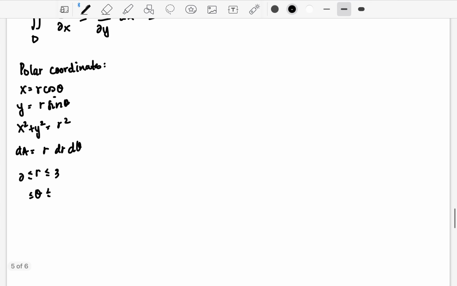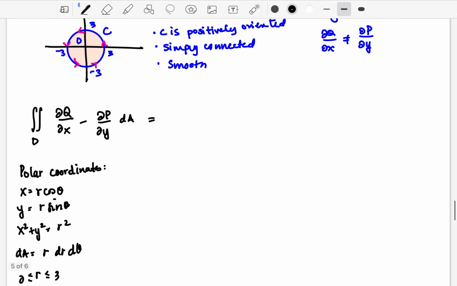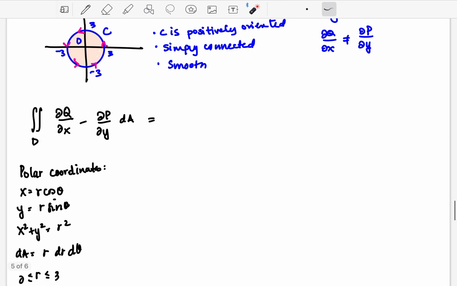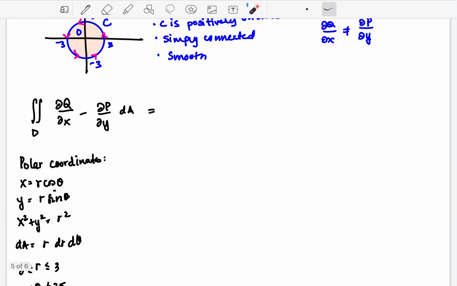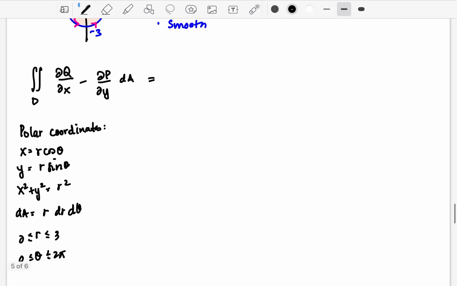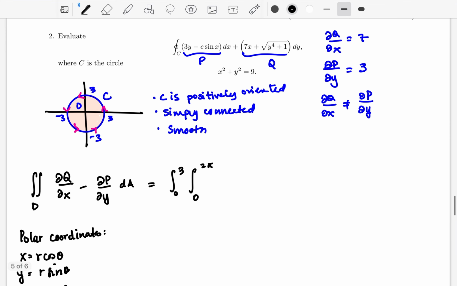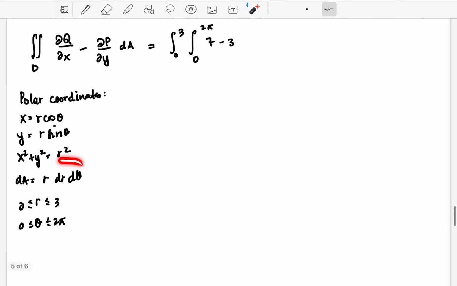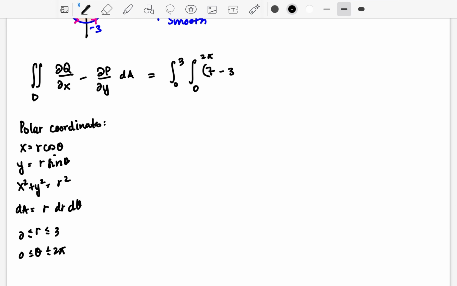Now, in this case in particular, the beauty of this is that when we did dQ/dx and dP/dy, we got constants. So we didn't have to plug in these values for x and y. That made our life a lot easier. But long story short, I'm writing my double integral in terms of polar coordinates. So r goes from 0 to 3, theta goes from 0 to 2 pi, dQ/dx is equal to 7, dP/dy is equal to 3, and dA, my differential now in polar coordinates, don't forget the extra r. So this is 7 minus 3, r dr d theta.